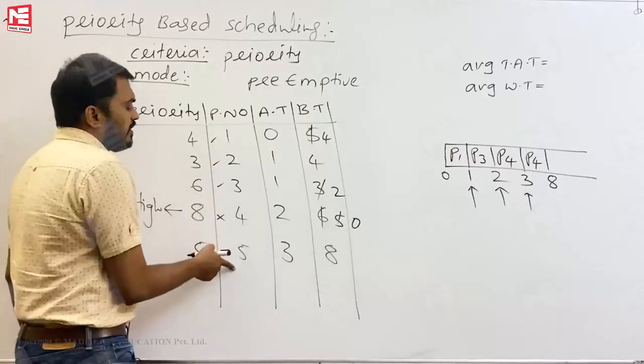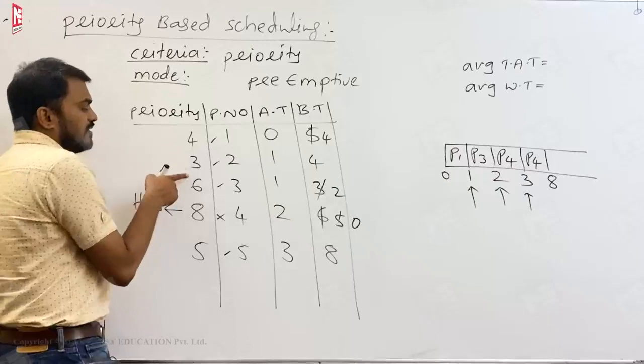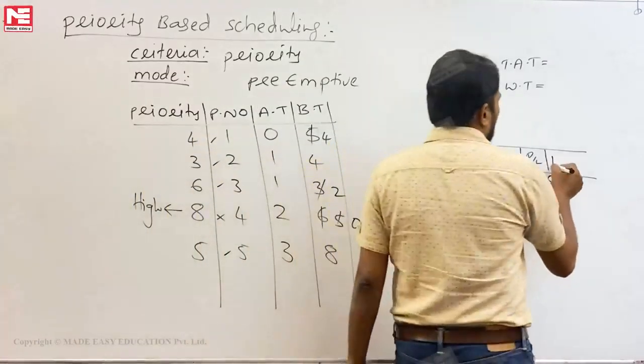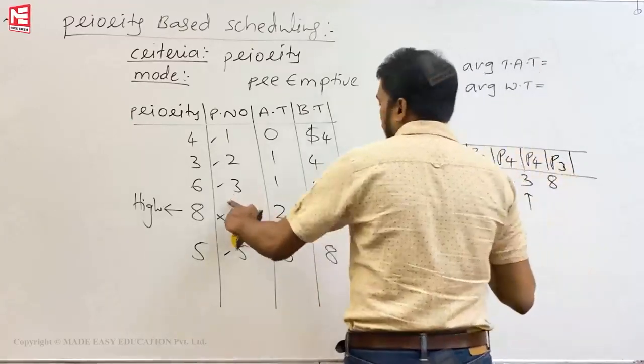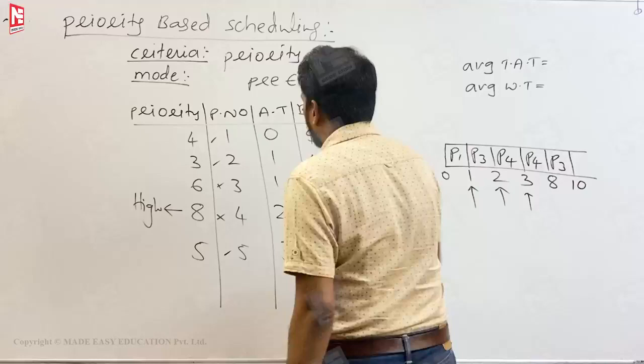Once P4 completed, who is the next high priority process here? Among 1, 2, 3, 5, tell me who has the next high priority. P3. Okay, look here: this one's priority is 4, this is 3, this is 6, this is 5. So next high priority is P3. So take out P3 next. P3 requires how much here? 2. So that is 10. Now that becomes 0. Now P3 completed.